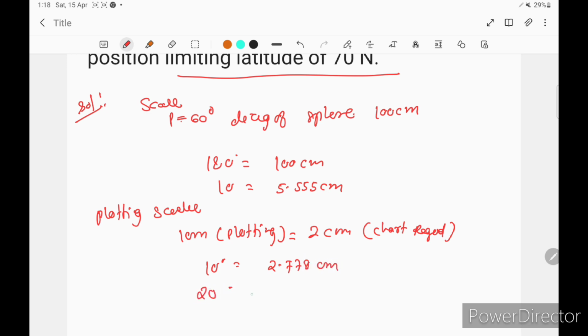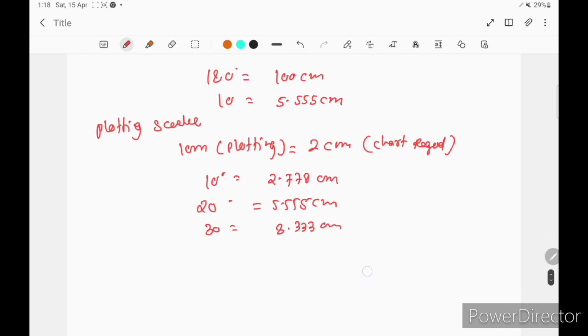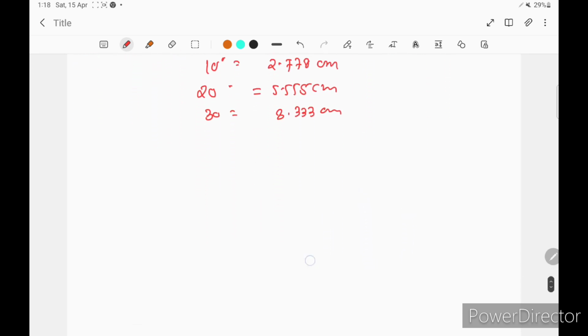For 20 degrees it is 5.555 cm, and for 30 degrees it is 8.333 cm. This much is clear. Now we have to make the diagram. In the center it is 90 degree, and this is 180 degree.